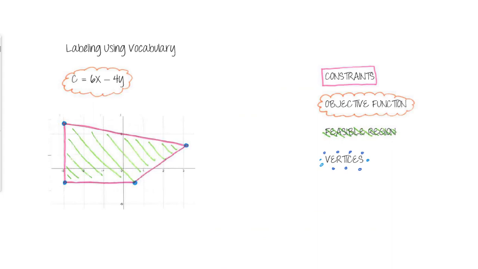So we're going to look at what these vocabulary words represent. The C is your objective function. It's your cost function that you're going to be plugging all the vertices back into. Those little blue dots are your vertices. That green that's marked is your feasible region, and the pinks are your constraints.